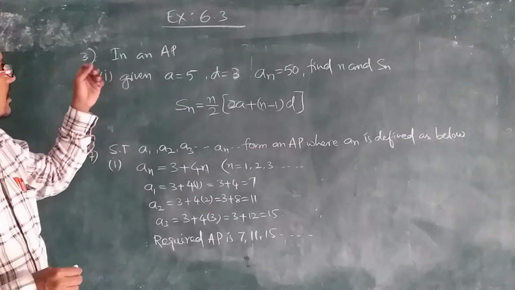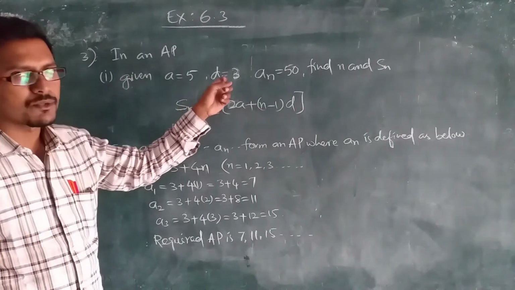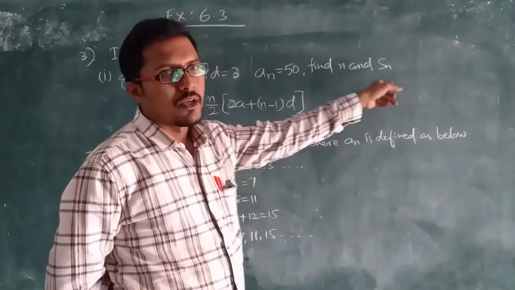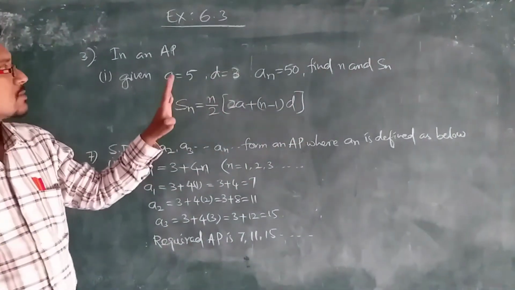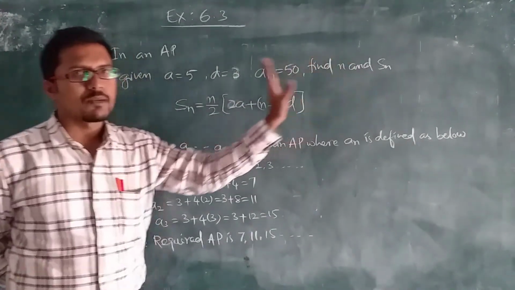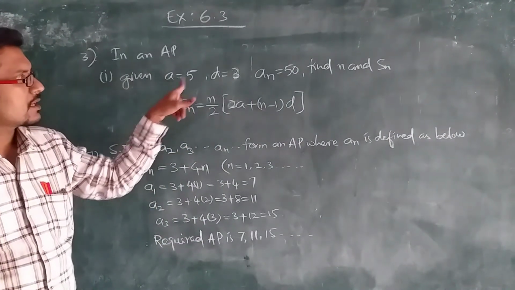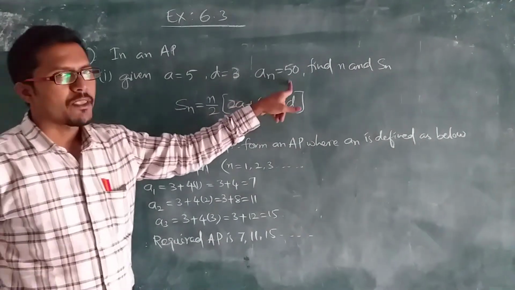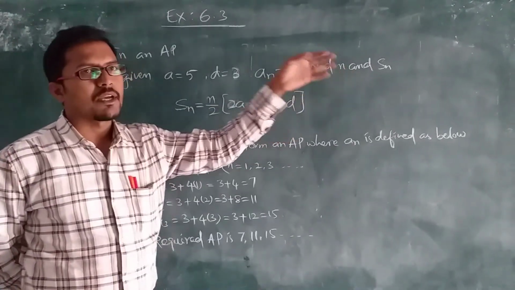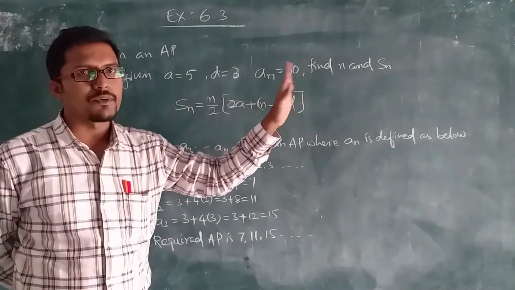Let us see the third bit here. In an AP, given a is equal to 5, d is equal to 3, an is equal to 50, find n and Sn. This is the question based upon the third bit. Among 5 values, 3 values will be given and 2 values we have to find here. What are the 3 values given here? a, d and an are given. We have to find n and Sn. Sometimes n will be given and we have to find something else. So, any 3 values will be given, any 2 we have to find here.